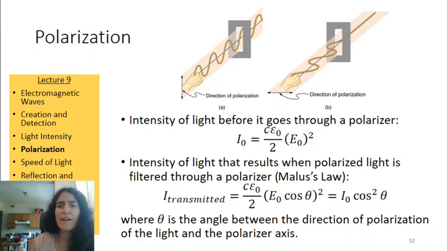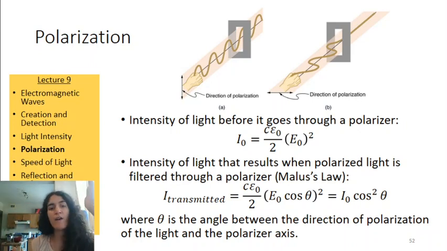Again, the intensity of light before it passes through the filter is given by I naught, which is represented by c epsilon naught over 2 times E naught squared. The intensity of light that results when polarized light is filtered through a polarizer is given by something called Malus's law. This is light that's already polarized. What would be the intensity when it passes through a second polarizer?